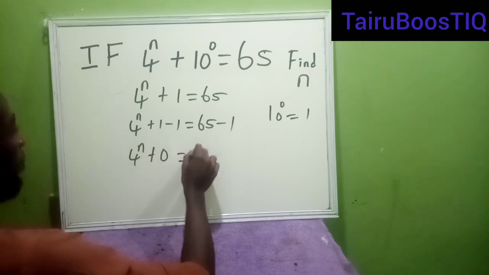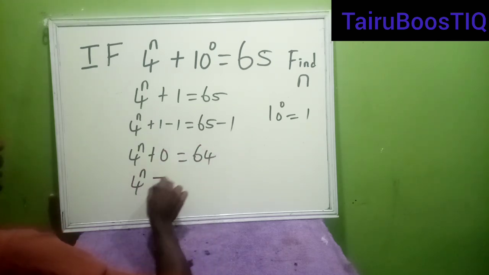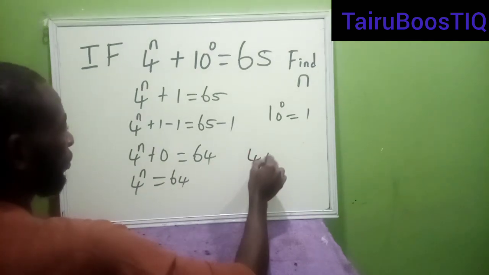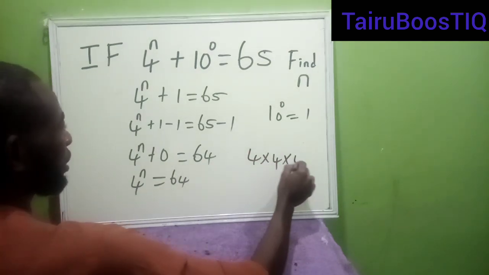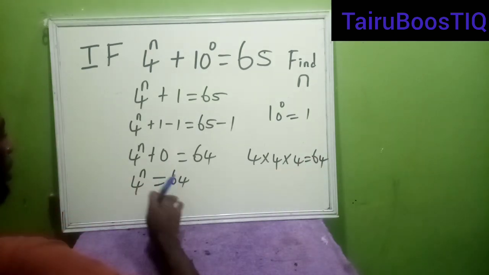And here will give me 64. Then I'll now have 4 raised to power n is equal to 64. I can rewrite 64 as 4 times 4, 16, and 16 times 4 will give me 64.